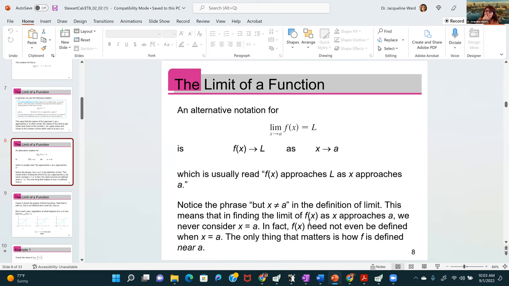So when we write our answers to this, we always put lim. Yes, the limit is, okay.